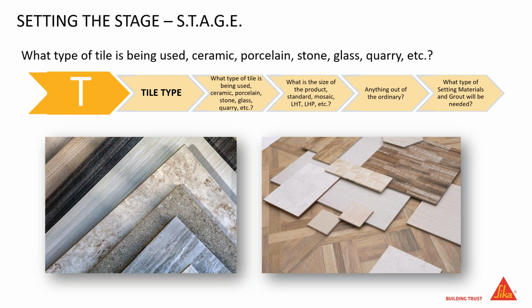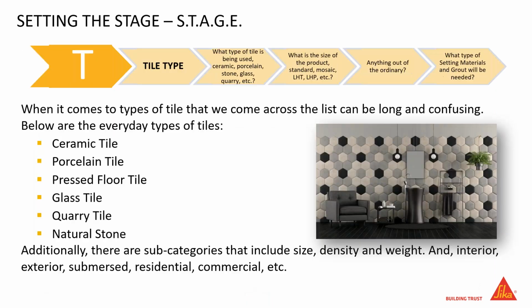So when we got S for our substrate, we've got our preparation products, we got T for tile, we know our tile at that point, leads us into knowing what type of mortar that we're going to need to install that tile. So setting the stage again, type of tile. When we talk about tiles, we kind of ran through those a little bit. The list can be long, it can be confusing. There's ceramic, porcelain, pressed floor tiles, glass tiles, quarry tile, natural stone, pavers, different shapes. We got metal tiles out there. We're seeing all different types of tiles in our industry than what we saw 20 plus years ago.